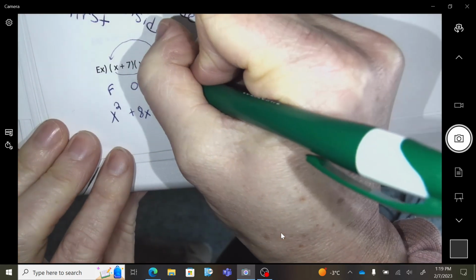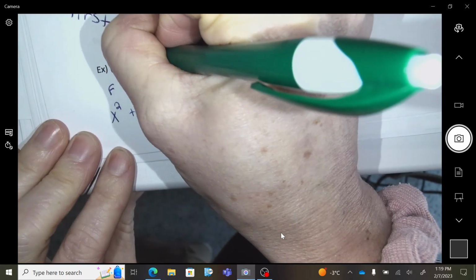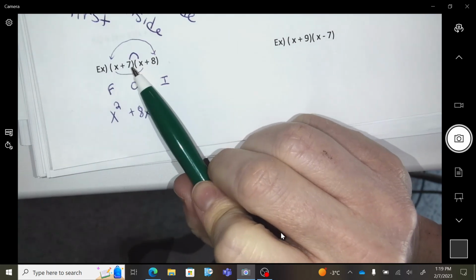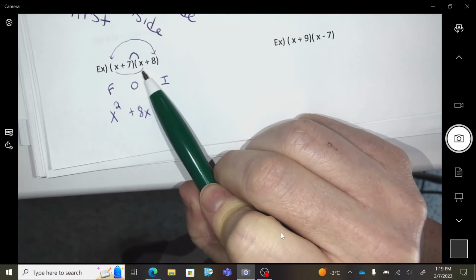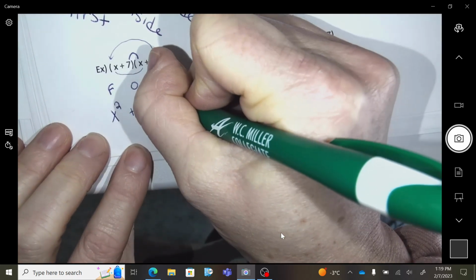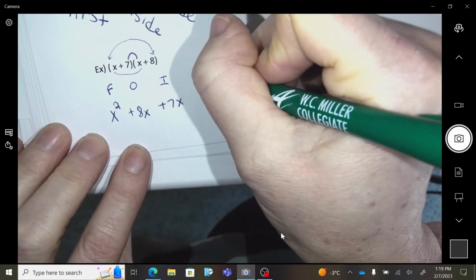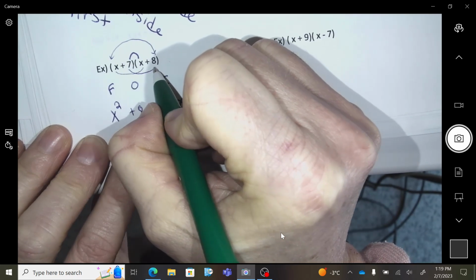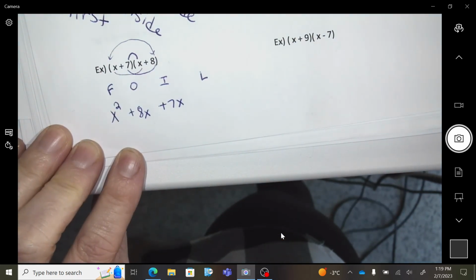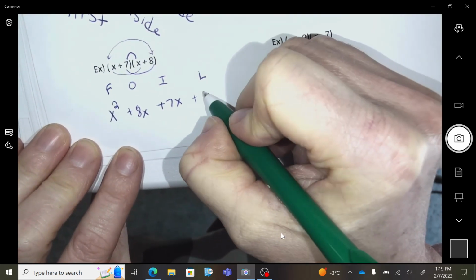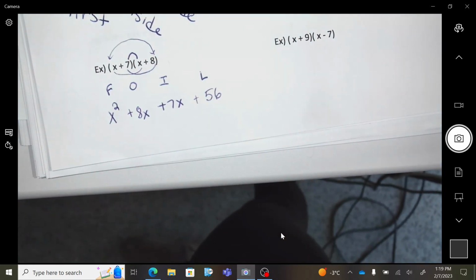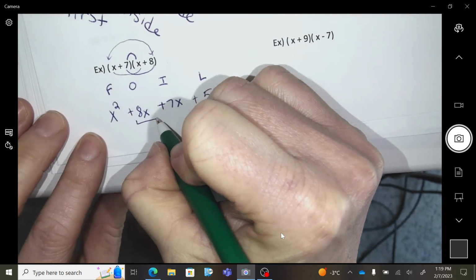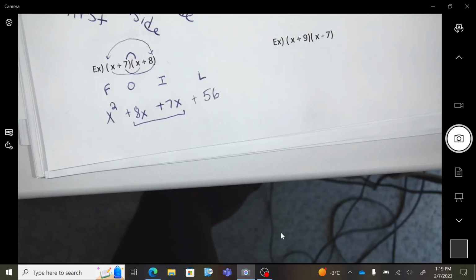Okay, let's go to the inside. So there's the inside now. Those two connected. So that'd be 7x. And then the last. So the last in this bracket times the last in that bracket. 56. And just like we had in a previous example, you can still go a little further and just put those units together.